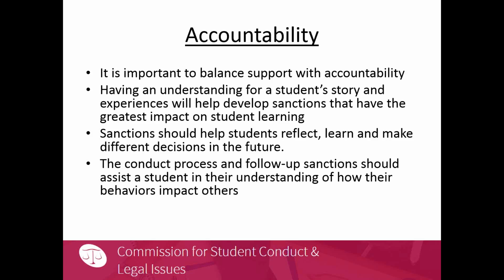Recognizing that the conduct process differs from institution to institution, the student conduct process should be about student learning, not punitive. Sanctions should reflect this philosophy. The conduct process and follow-up sanctions should assist a student in their understanding of how their behaviors impact others. If we do not help students understand how their behaviors and decisions impact others, we are doing them a disservice when they leave our institution.